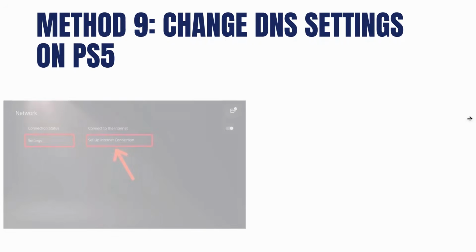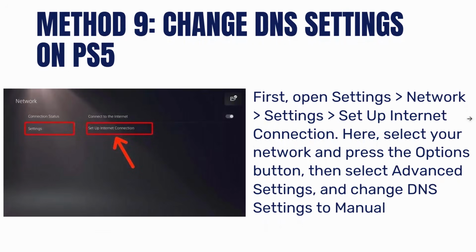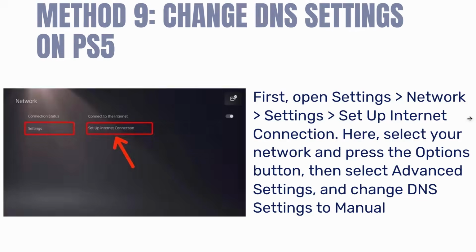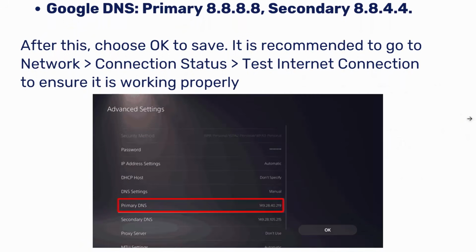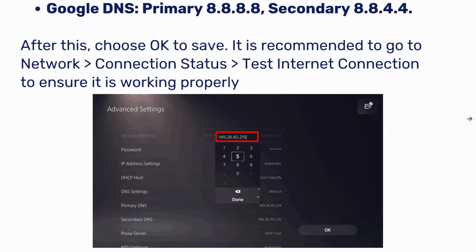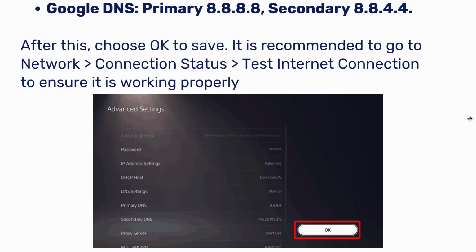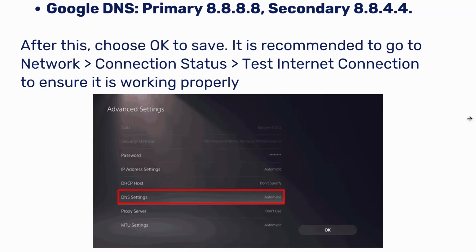Next method is to change DNS settings on PS5. For that, open settings on your PS5, click on network, click on settings, click on set up internet connection. Here select your network and press the options button. Then select advanced settings and change DNS settings to manual. Here add the Google DNS primary as well as secondary. After this, choose OK to save. It is recommended to go to network, click on connection status and then click on test internet connection to ensure it is working properly.